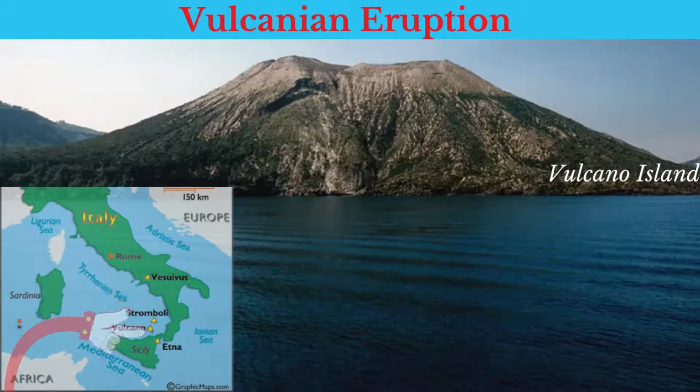Now, the fourth type of volcanic eruption is called Vulcanian eruption. Vulcanian eruption is named after Vulcano Island, which is a small volcanic island belonging to Italy in the Tyrrhenian Sea, and it is near Stromboli Island and north of Sicily. The island itself is named after Vulcan, the Roman god of fire.